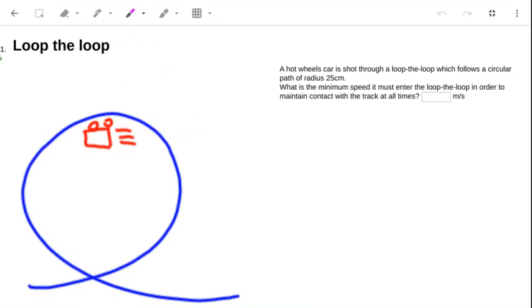Let's start by drawing the forces on the car. We've got a normal reaction force downwards and also the weight of the car. Those two will add to make the centripetal force.